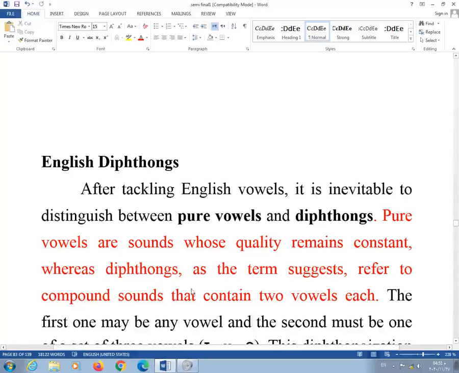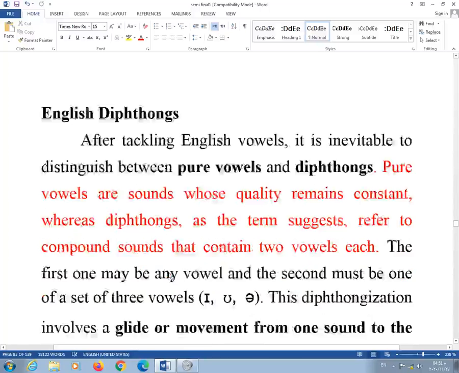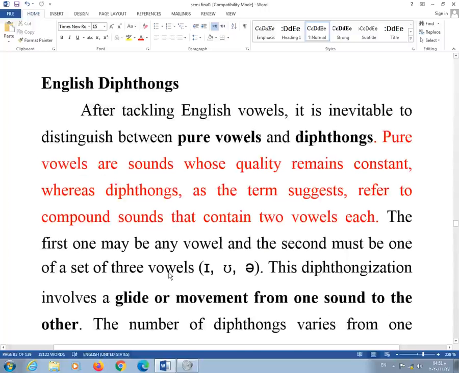So this is the main difference. Let's see, for example, I start with one sound and then I end with another. When you say, for example, ow, out, ow, you start with one vowel and you end with another. You understand? So we have two sounds in each diphthong.